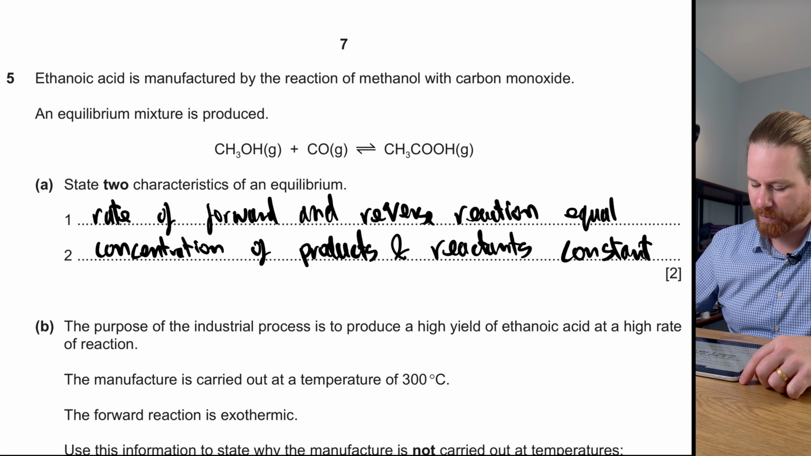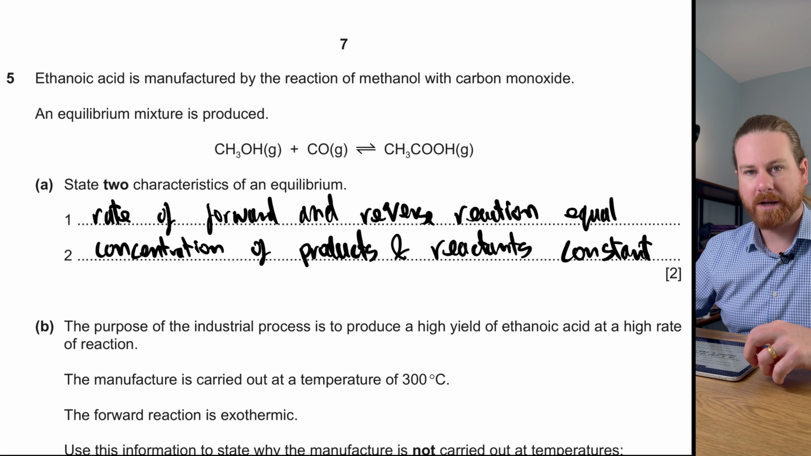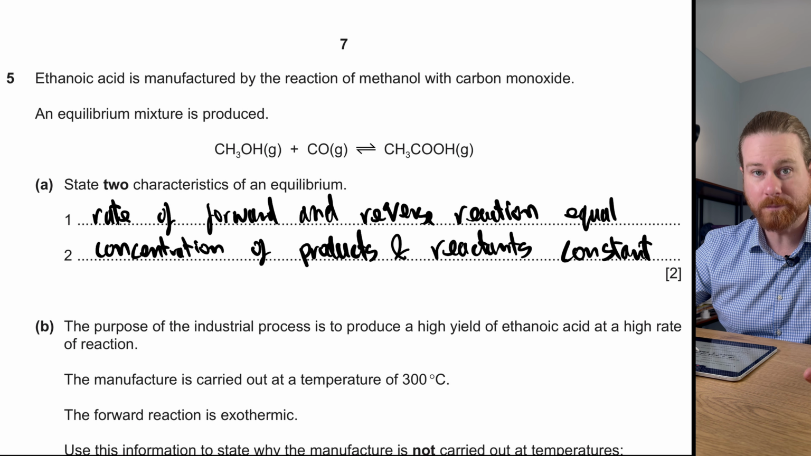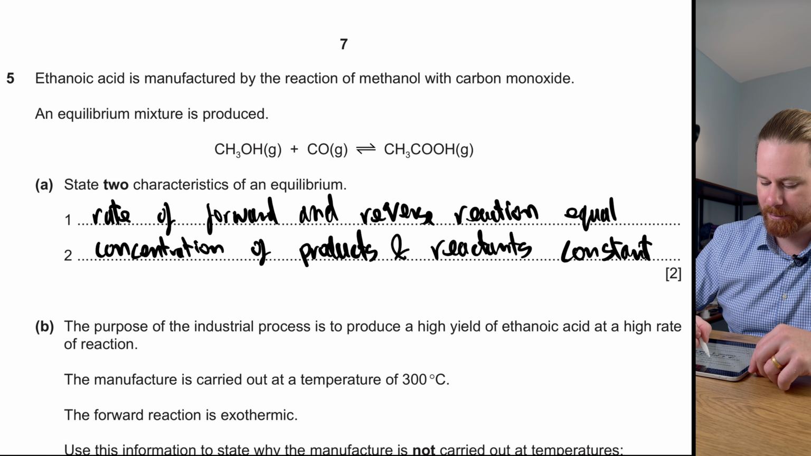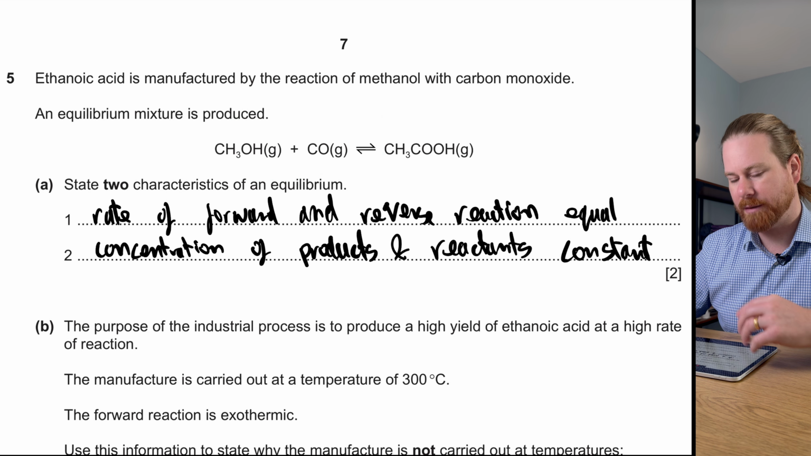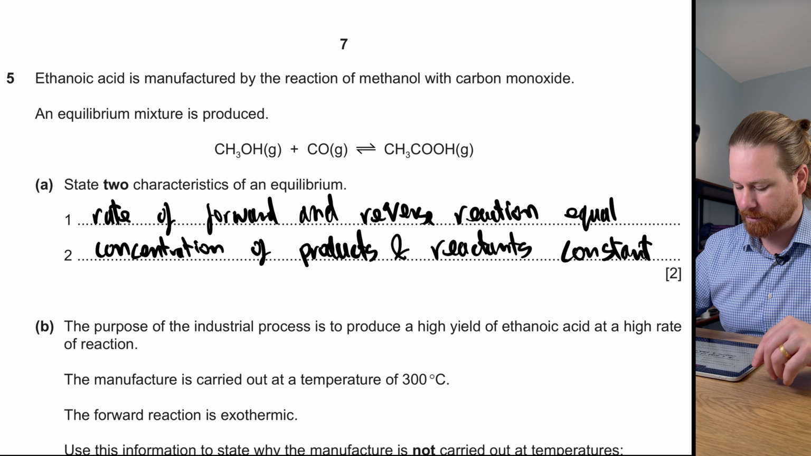Our second thing is the concentration of the reactants and the products remains constant. That doesn't mean they're equal, but it means that their concentrations stay the same. So once you've reached equilibria, these two concentrations stay the same, and this concentration stays the same, even though they are constantly changing.